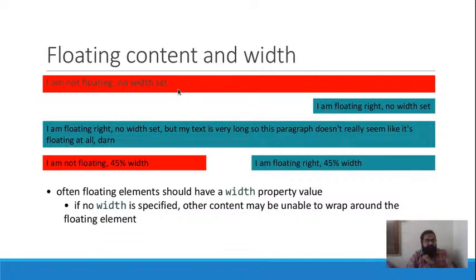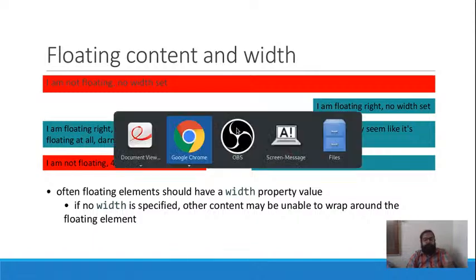So the first one is with the red background. The second one is with the blue background. The third one is with the blue background, and the second and third have the same properties, both floating towards the right, but the content is more in the third one. My text is very long, so this paragraph doesn't really seem like it's floating at all. So that is how the output will be shown.